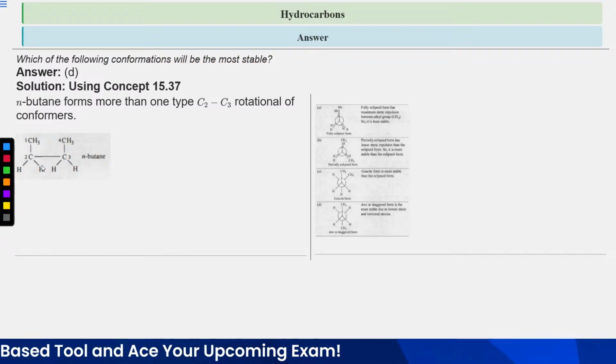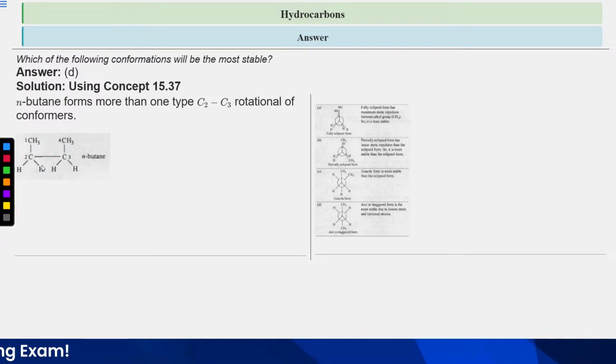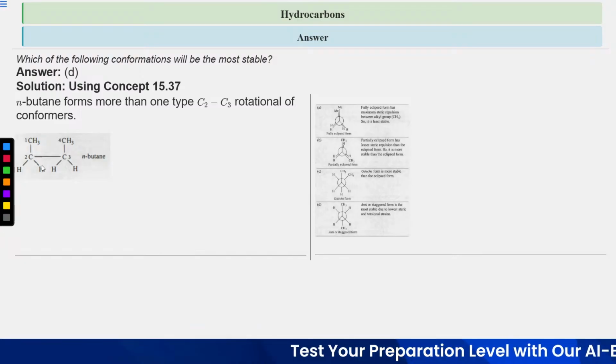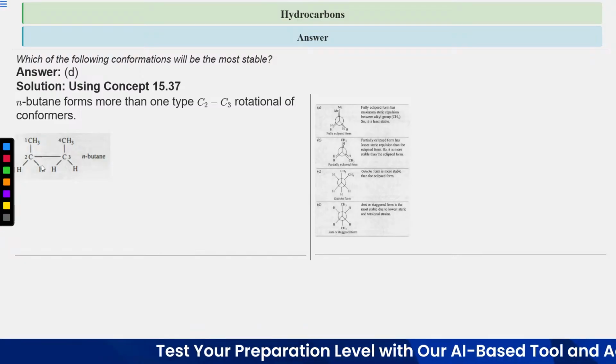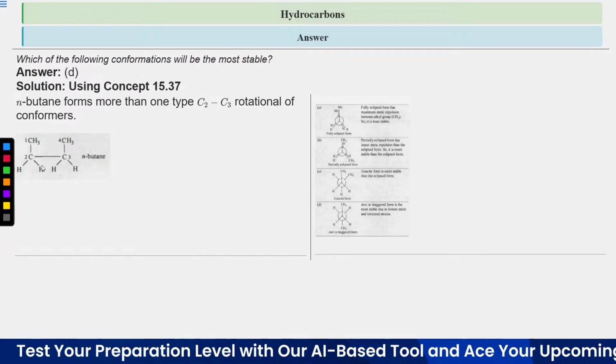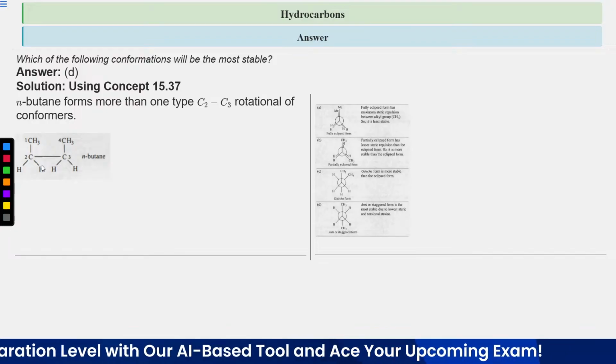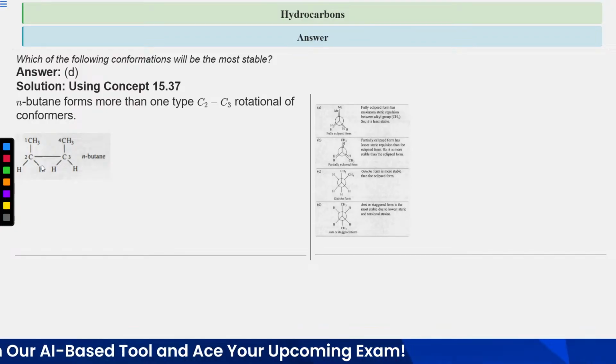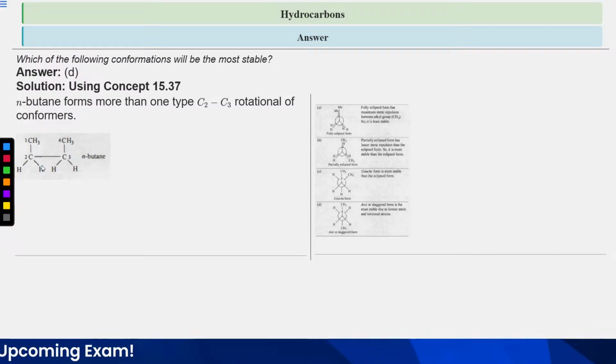And in the fourth structure, we have the anti or staggered form, where the methyl groups are arranged opposite to each other. So this is the anti or staggered form, which is most stable due to the lowest steric and torsional strains from all the given four structures. This D structure, the anti-staggered form, is the most stable because it has the lowest steric and torsional strains between the methyl groups, right?